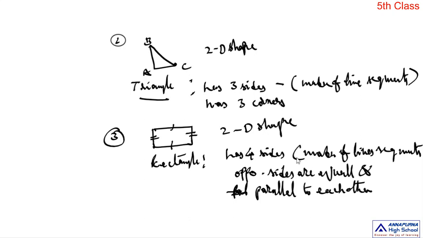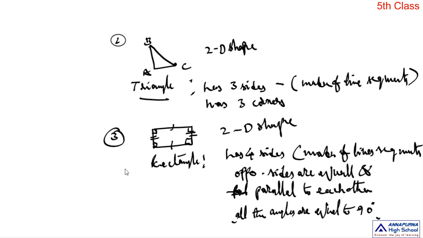All the angles are equal to, how many angles are there? 1, 2, 3, 4. All the angles are equal to 90 degrees. Suppose you observe these 3 diagrams: first one is a square, second one is a triangle, third one is this one.